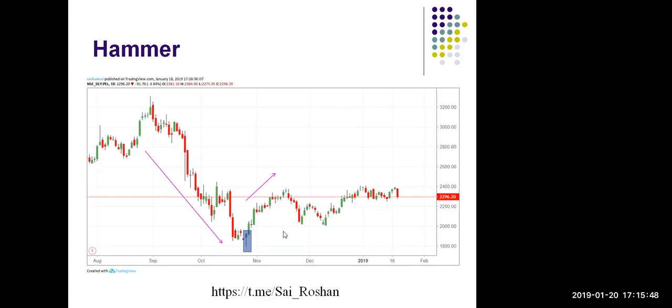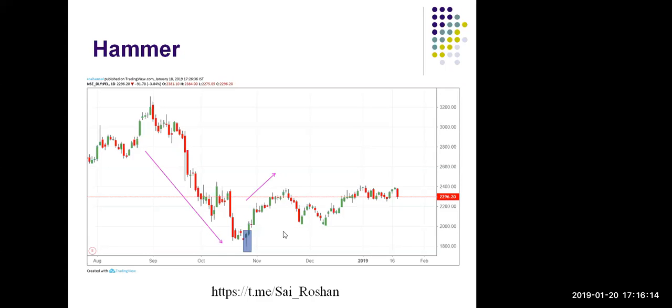So next day, first hour, if the candle closes, it's a green candle, and if it closes above the hammer's high, I'll buy it. And the stop loss, I'll put it as either the low of the hammer, or if I am a safe trader, I'll put it as the closing price or the opening price of the hammer. So it changes from person to person.